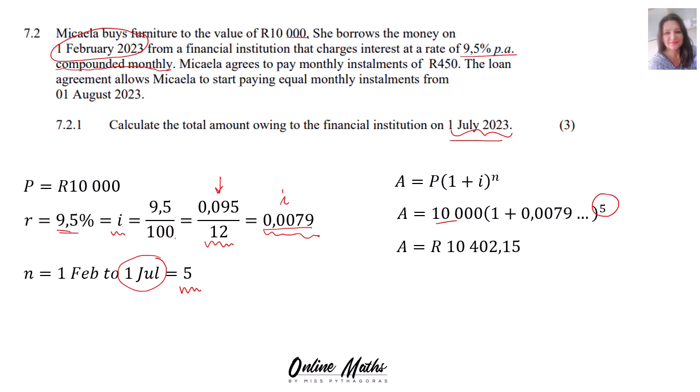And the answer, 10,402 Rand and 15 cents. Where's the marks? Substitution into the correct formula, N's value, final answer.